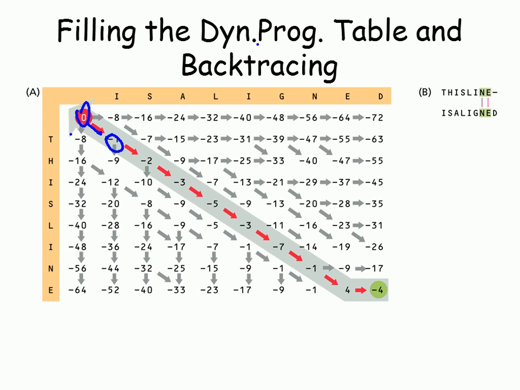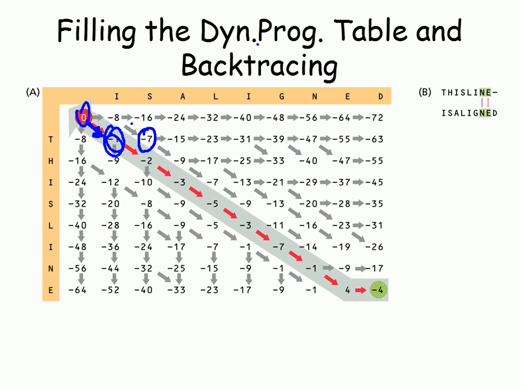The other two options were going down like that. That would have given you minus 16 because each gap is scored as minus 8. So that would have given you minus 16. This one would also have given you minus 16. So we don't follow those two paths, those two arrows. The correct way is to go like that. All right? So we have this number.